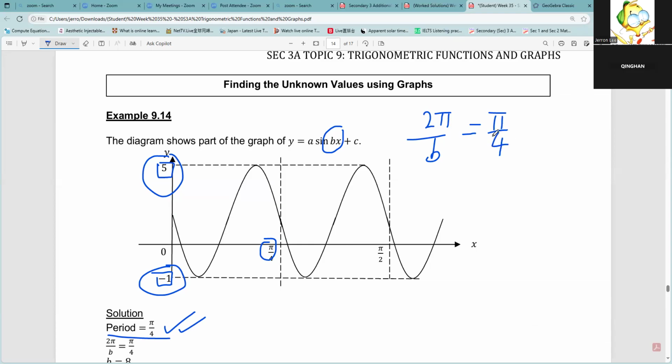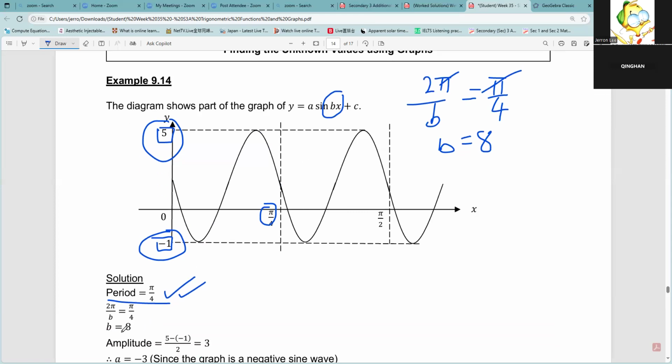And we can obviously find our B. Cancel, cross multiplication. B is equivalent to 8. Can you follow? So now instead of saying sine bx, it's now sine 8x. Can you see? Can you follow? So that's how we do that.